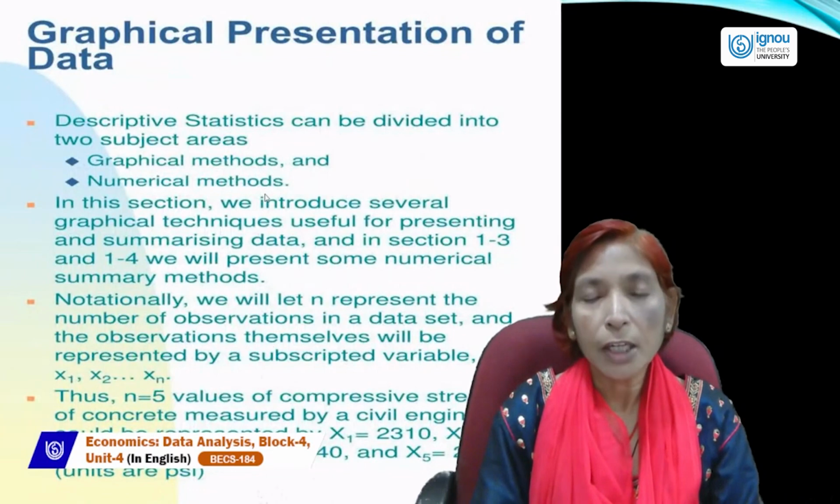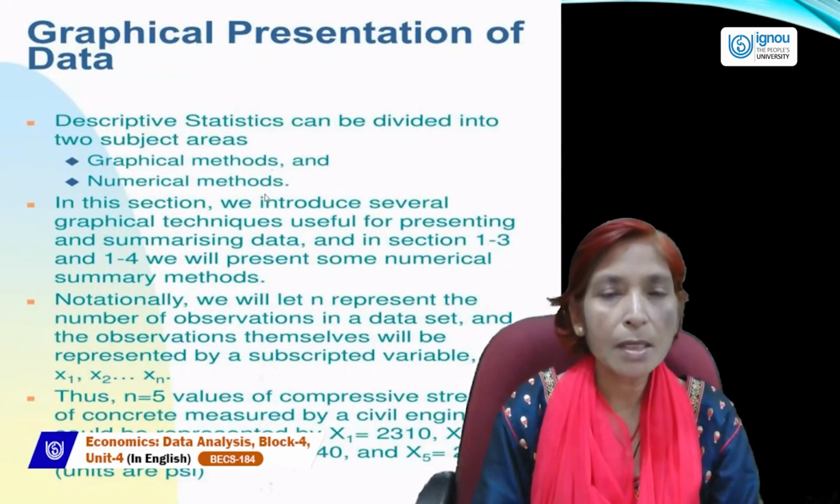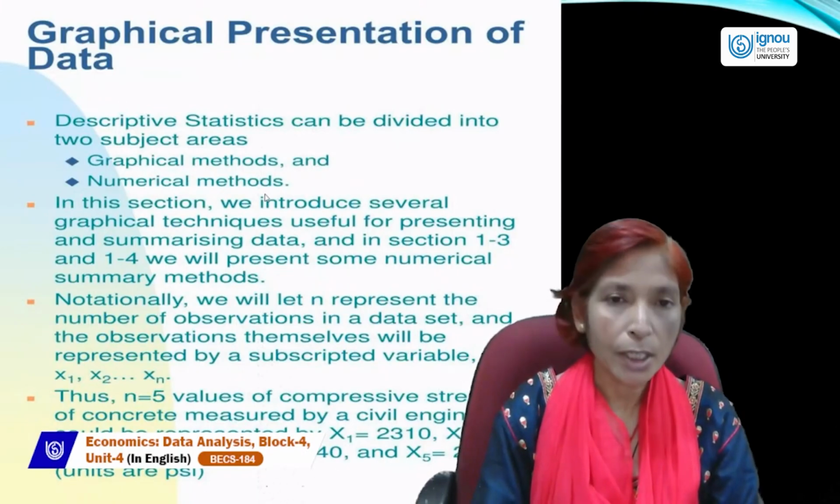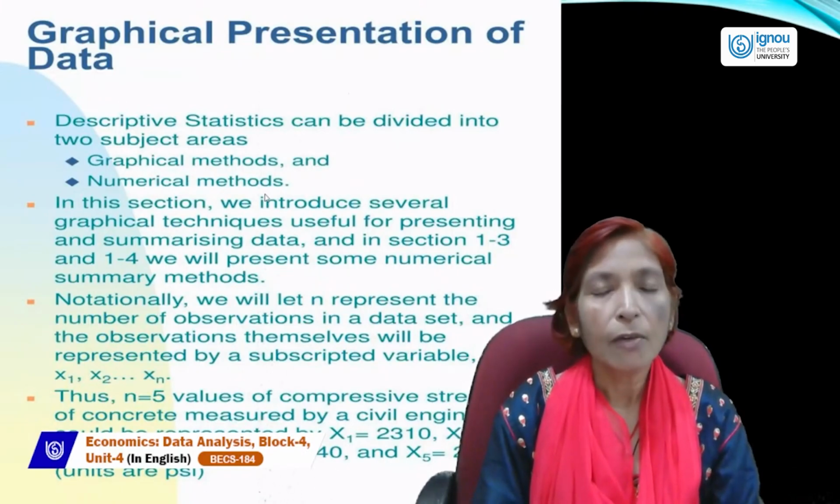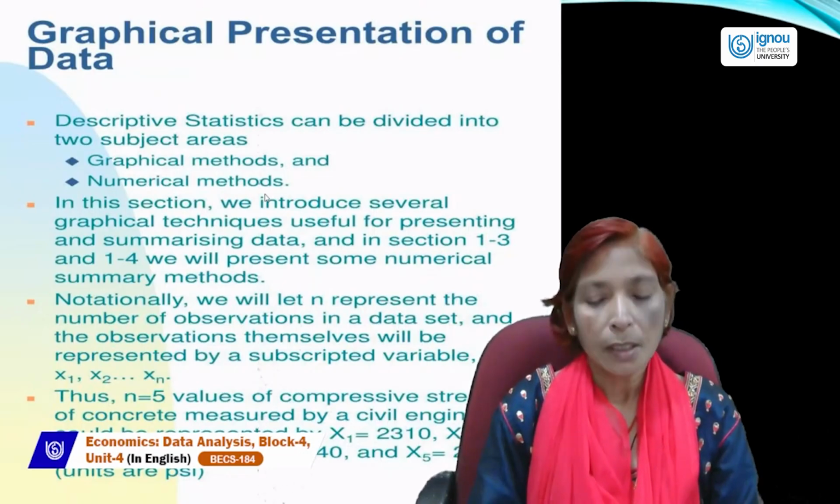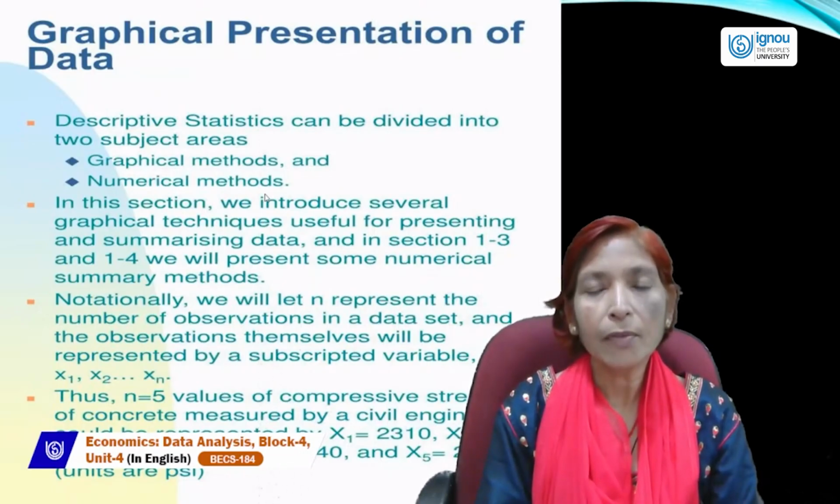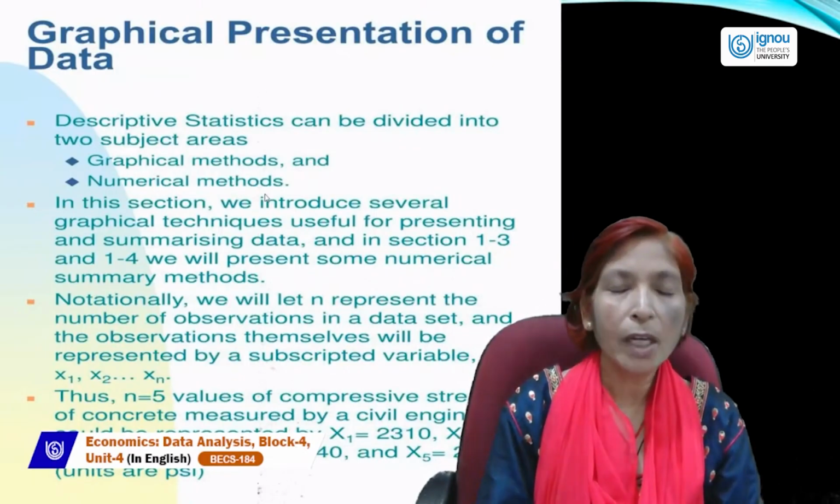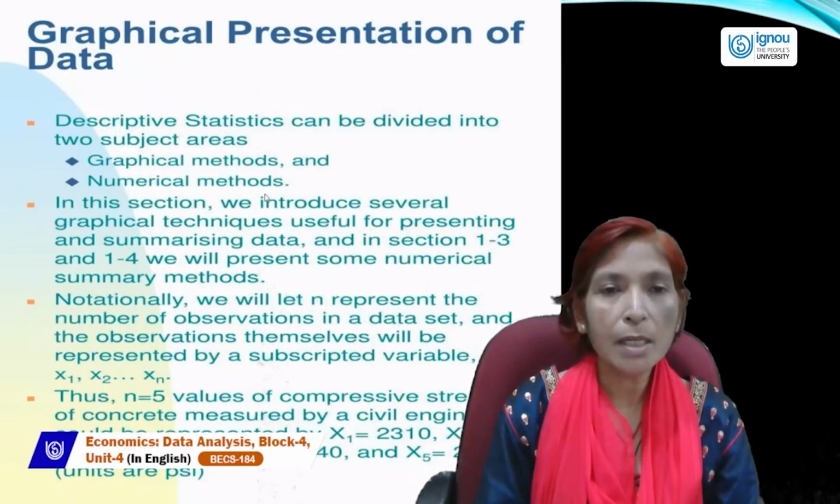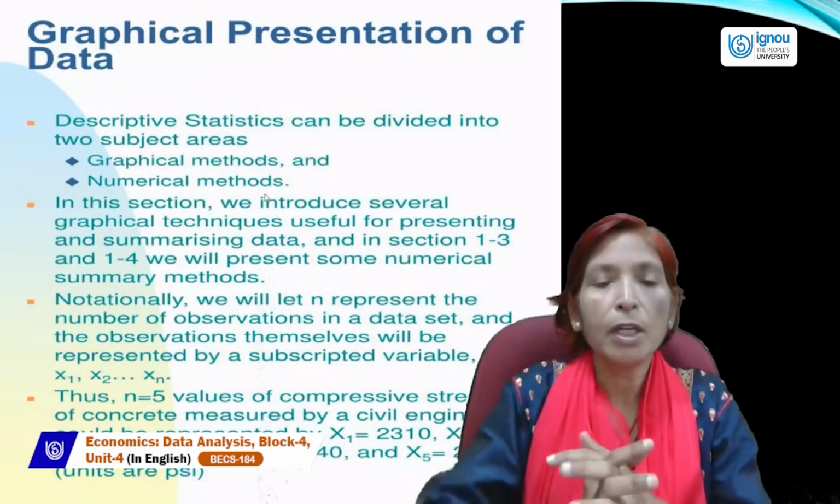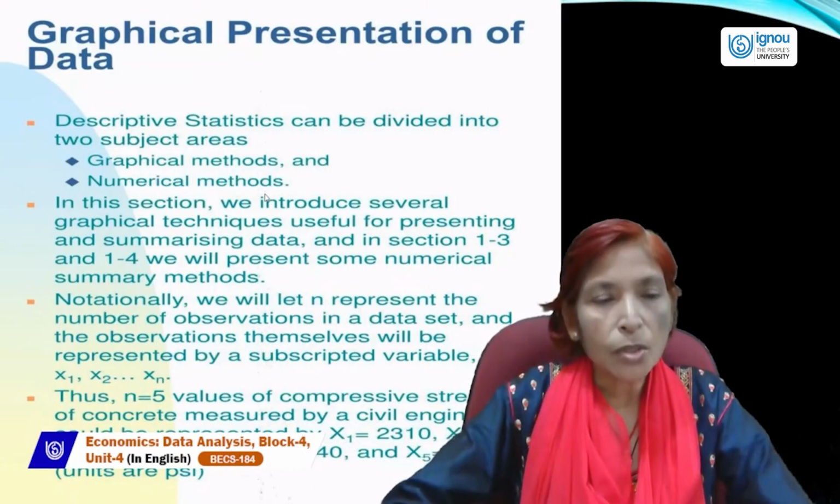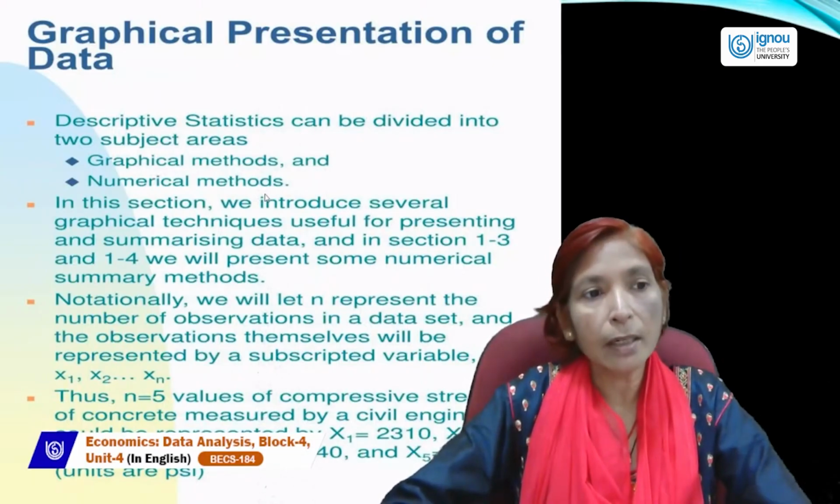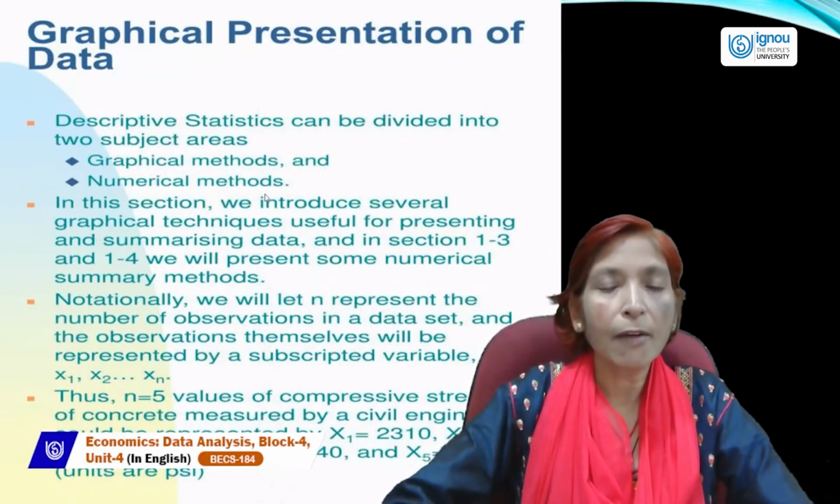Graphical presentation of data. You know that there are two types of statistics. One is descriptive and the other is inferential. In descriptive statistics, first we have to collect the data and then we have to summarize the data. In descriptive statistics, we include two things. Number one is organization of data, and number two is summarization of data. So descriptive statistics can also be divided into two subject areas. One is the graphical method and the next is the numerical method.